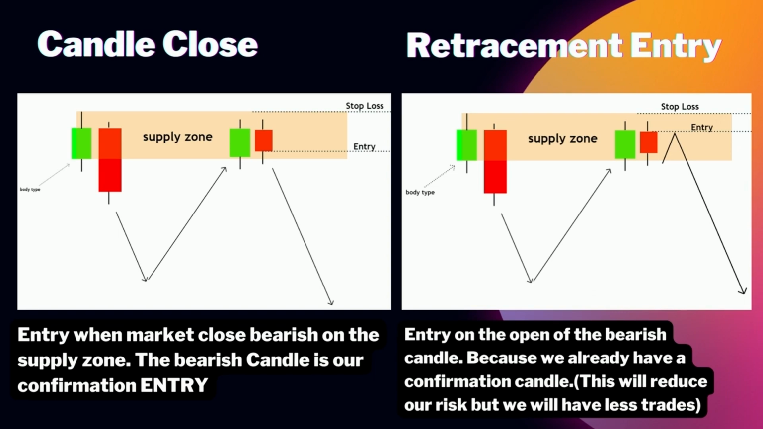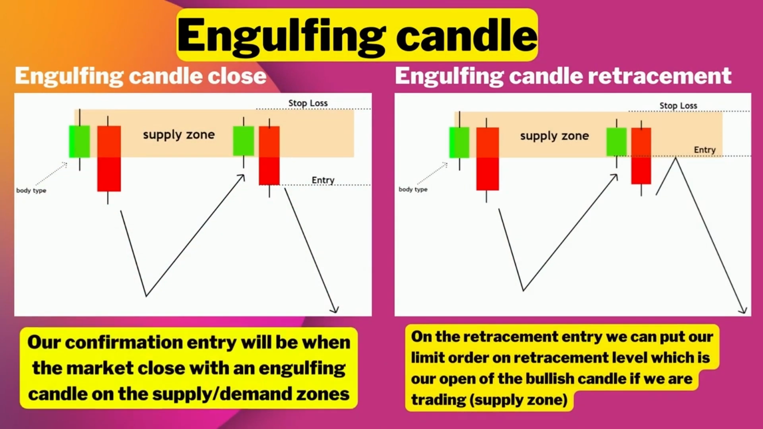And remember, this candle entry is only valid if it's not an engulfing candle. All of the rest of the candles that confirm in the area, if it's not an engulfing candle, then that is considered our confirmation candle. And now let's see how the engulfing entry looks. Our confirmation entry will be when the market closes with an engulfing candle on a supply or demand zone. When the engulfing candle closes, that's our confirmation to enter the market. Our retracement entry will be on the previous candle's open to reduce our risk, because this is an engulfing candle. So please take notes on this one so that we can continue.